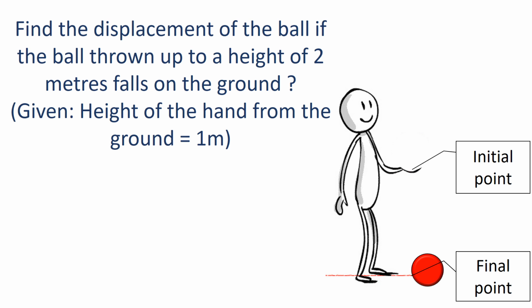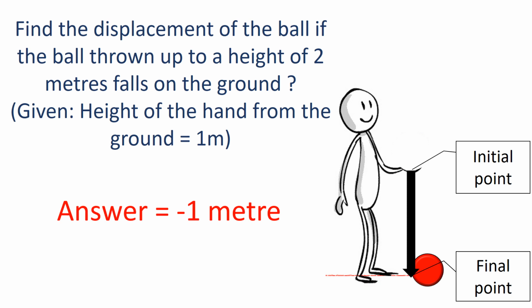How do you calculate displacement? From the initial point to the final point you have to measure. So how much is it? It is just 1 meter. Okay? But you see, it is written as minus 1 meter because the direction has changed.